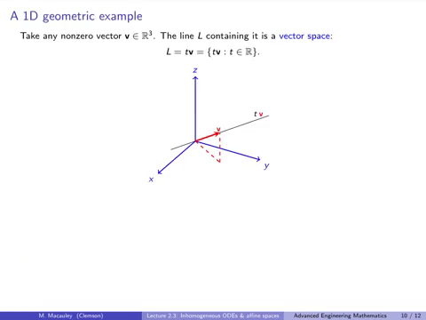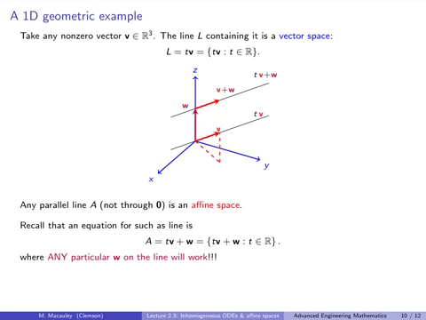Let's go back to our example of a line. So let's take any non-zero vector V, and the line, let's call it L, containing it is a vector space. It's the set of all scalars t times V, where t is any real number. And here we really should talk about real numbers because we are living in R3. At least I've drawn it that way. Now, any parallel line A that's not through the origin is an affine space. So hopefully you should be able to see that geometrically.